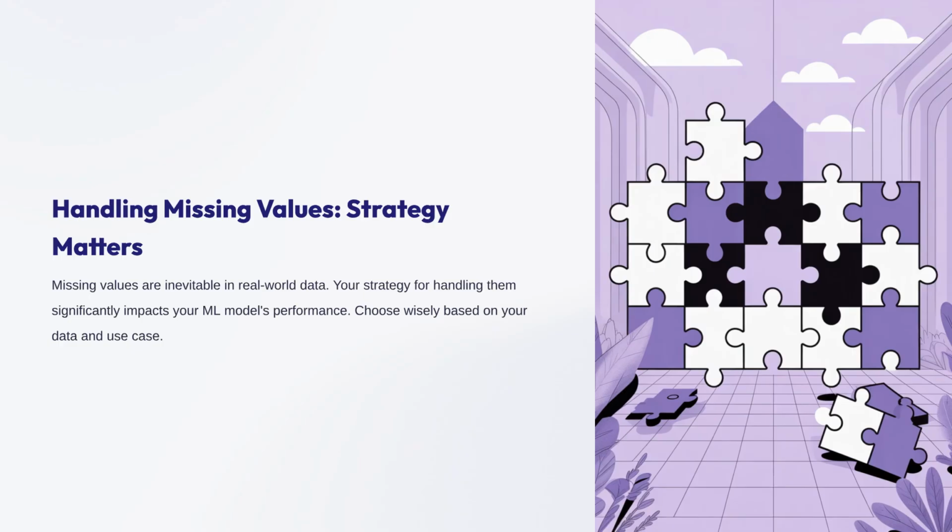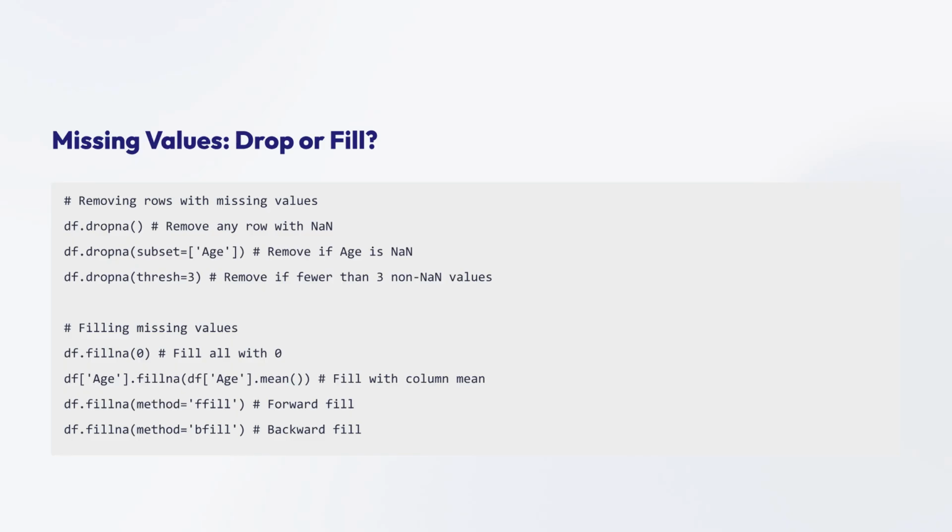Handling missing values is crucial as it directly impacts ML model performance. Missing values are inevitable, so choosing the right strategy, dropping or filling, is key. You can remove rows with missing data using "drop" or fill them using "fill". You can fill with a constant, a column's mean, or use methods like forward or backward filling.